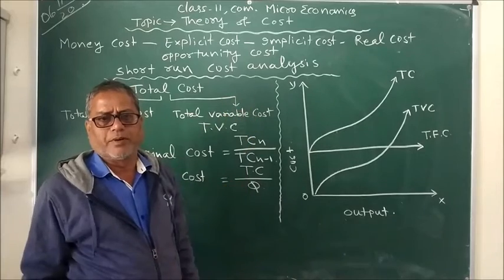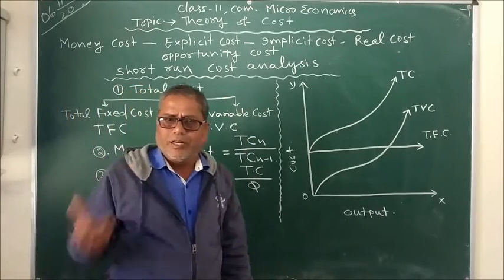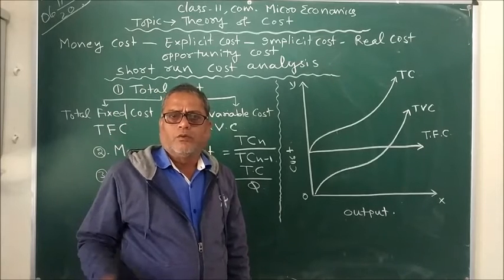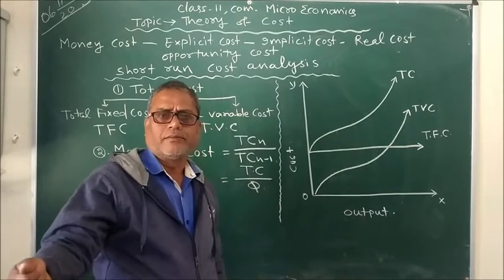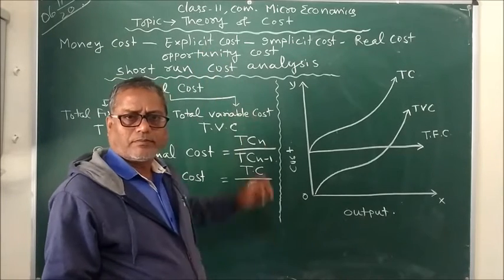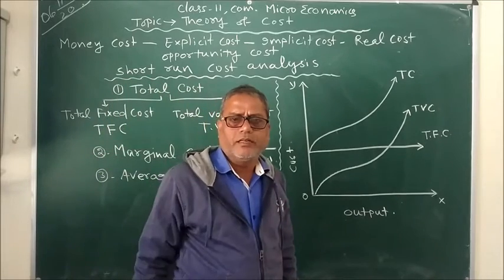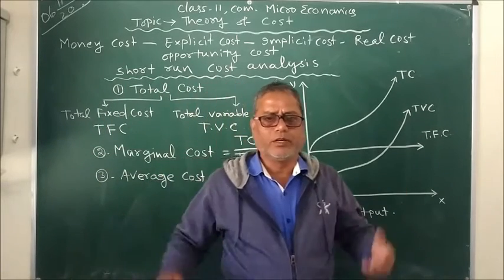Explicit cost, for example. So, exactly or actually where we make the payment, that is called explicit cost. Things may be more clear if we try to understand in a different way.